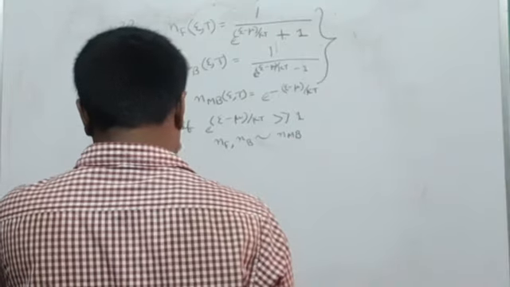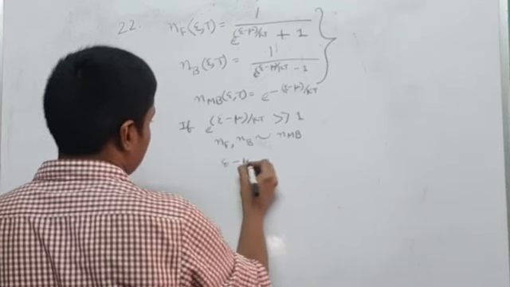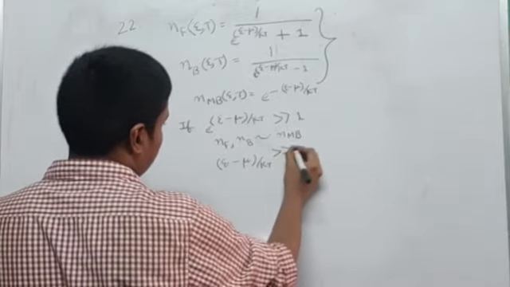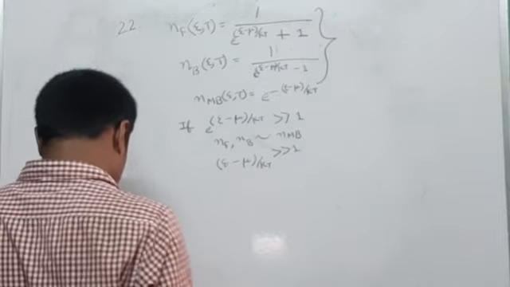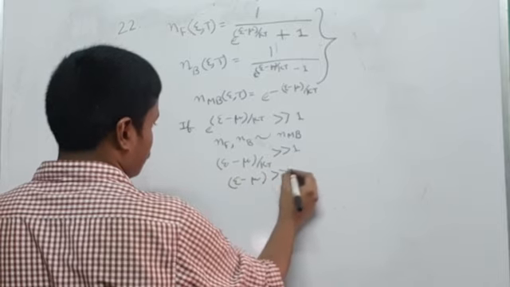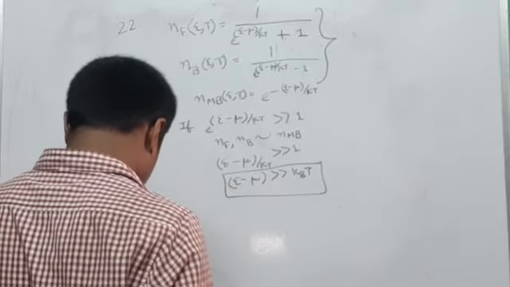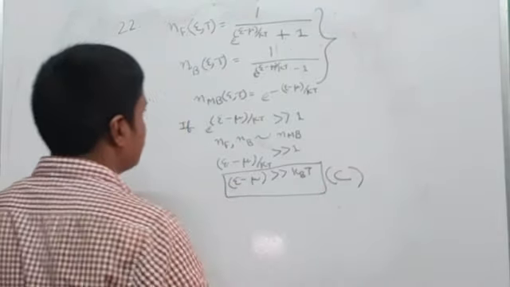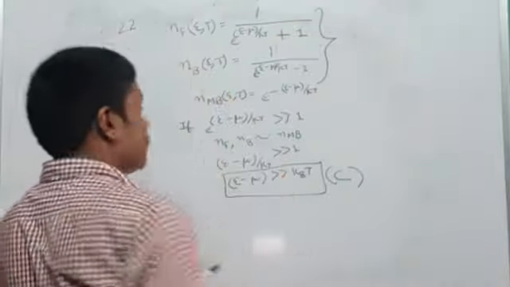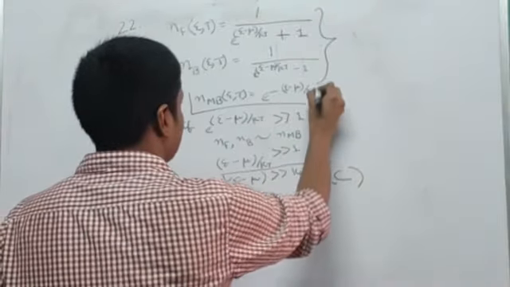And typically, when can you do that? The exponential becomes large when its exponent becomes large, which means when epsilon minus mu over kT becomes very large, which implies when epsilon minus mu becomes much larger than kBT. This is our condition, and that is our option C. So when epsilon minus mu becomes much larger than kBT, both the Fermi-Dirac distribution and the Bose-Einstein distribution are reducible to the Maxwell-Boltzmann distribution.